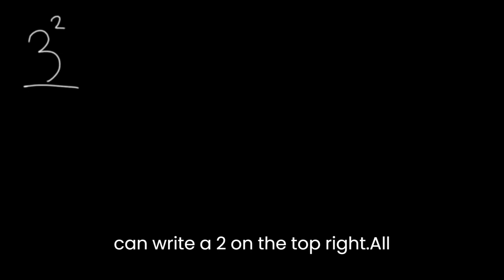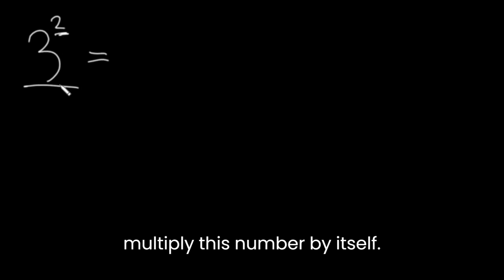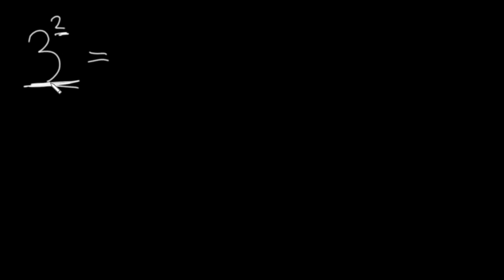Let's talk about exponents and their rules. Now, what is an exponent? It's that little number that you see on the top right of a number. So, let's say 3 is our number, and we can write a 2 on the top right. All the exponent says is how many times we multiply this number by itself.